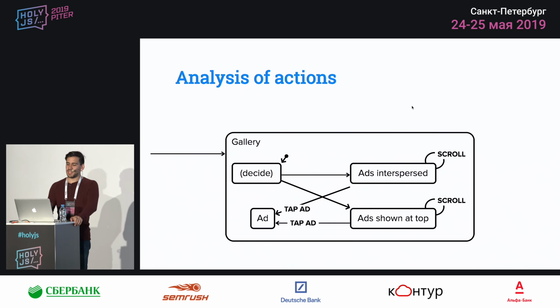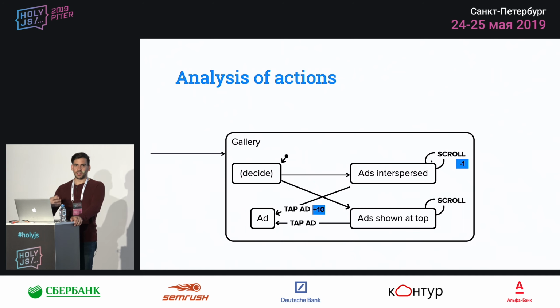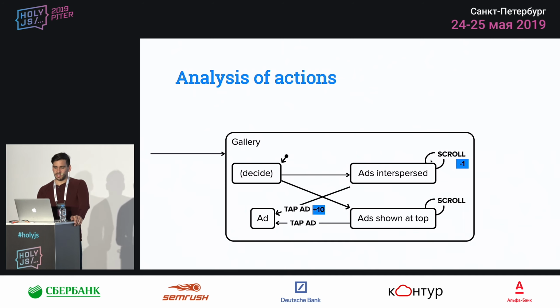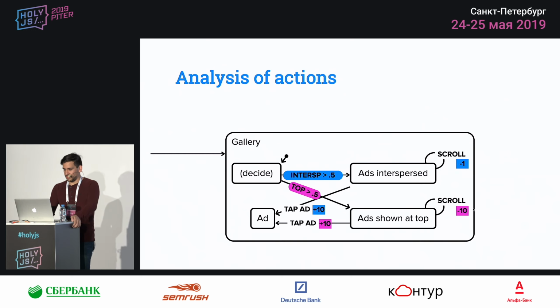And so there's many different ways that you could use this as well. Let's say that you're trying to show ads and you want to have some internal scoring mechanism that whenever a user clicks an ad, then we want to emphasize those decisions a lot more, whether the ads are interspersed or shown at the top. So if they're interspersed, then if the user scrolls away from them, then we score -1, or we could score -10 if the user scrolls away from the ads shown at the top.